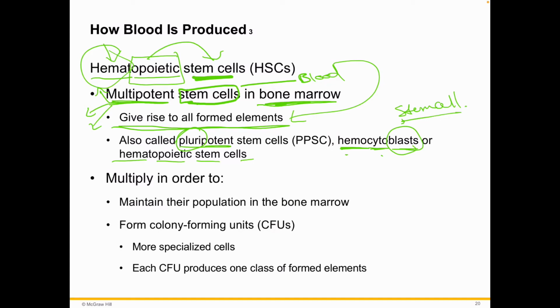They multiply in order to maintain their population in the bone marrow and also make the new cells. They also form what we call colony forming units, these committed groups of cells that are going to form very specialized components of the formed elements of the blood. Each one of these committed colony forming units is going to dedicate itself to making a particular type of blood cell, right? Or that particular type.